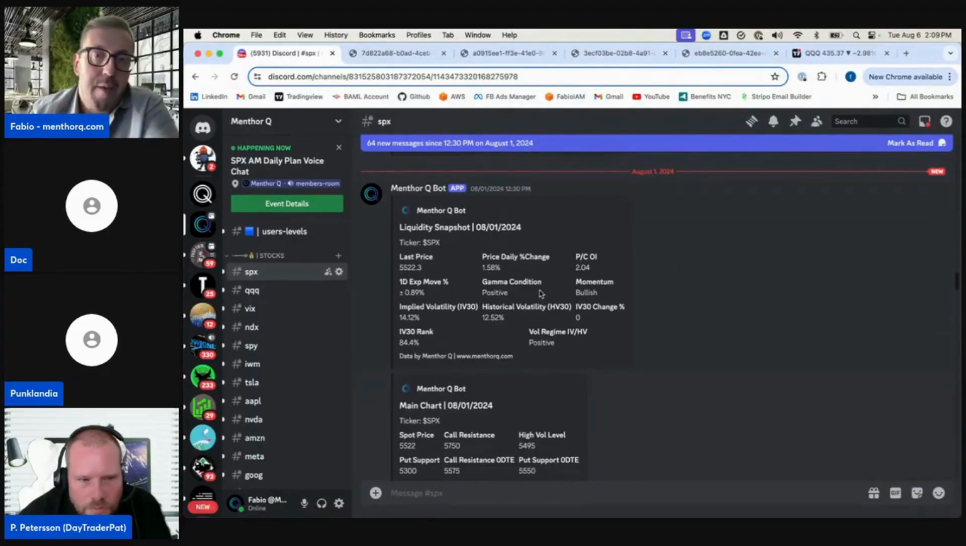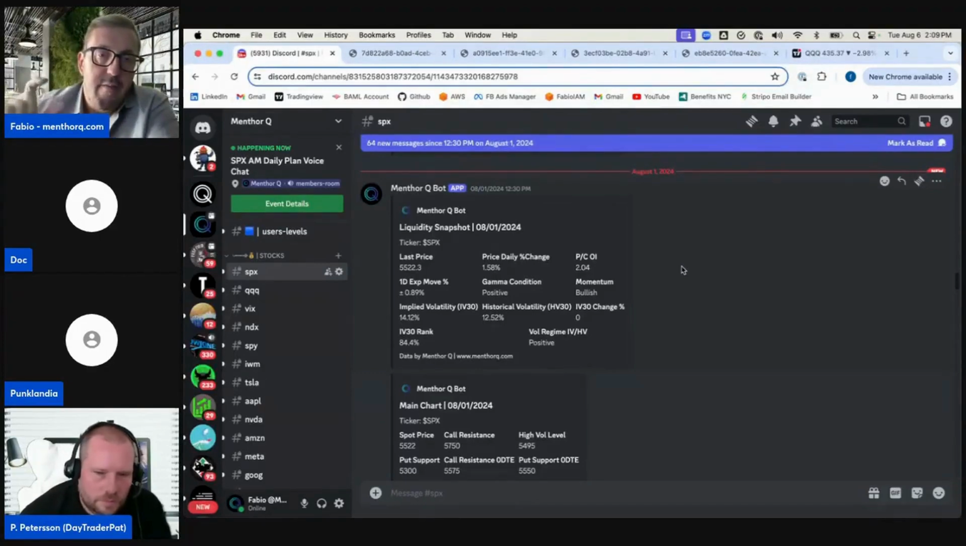So the first step when I log in in the morning is I would look at the data. Let's start from the SPX. We can also do it on stocks and futures. But essentially what you want to see is a snapshot. This is like a liquidity snapshot. So what's going on today?